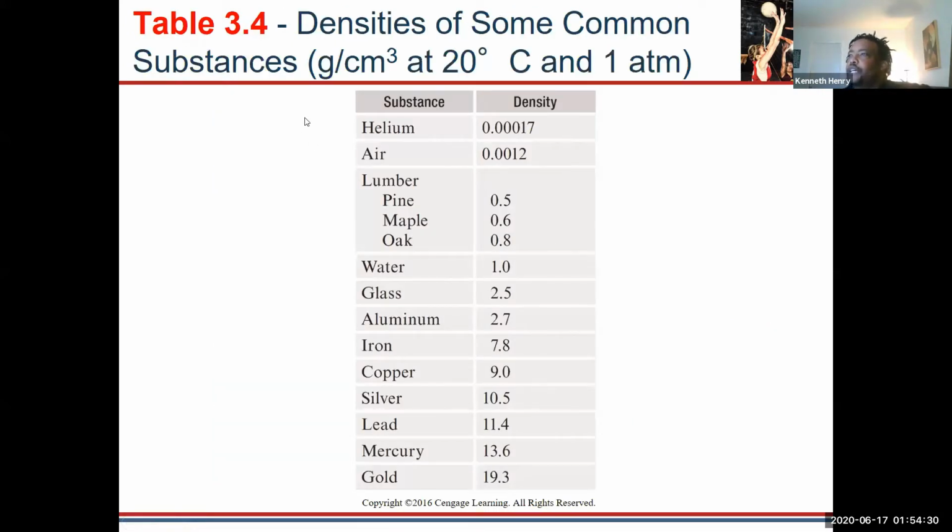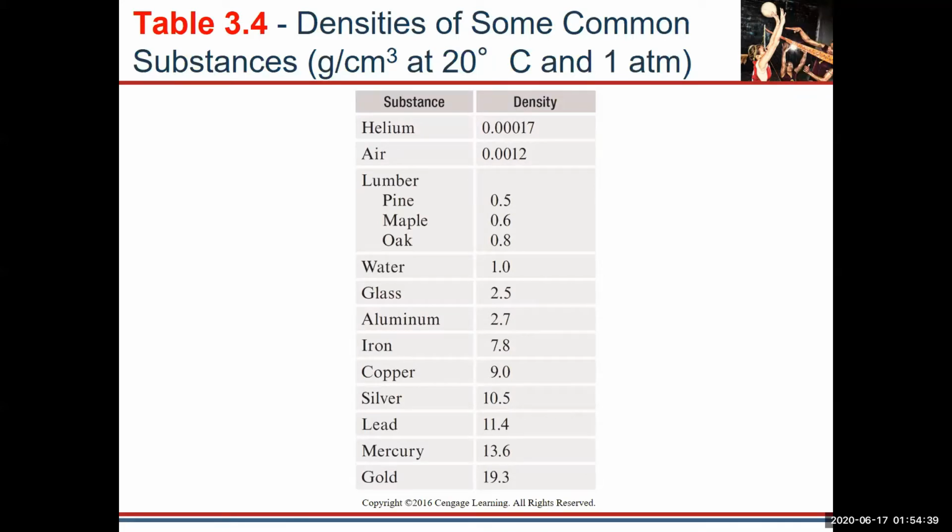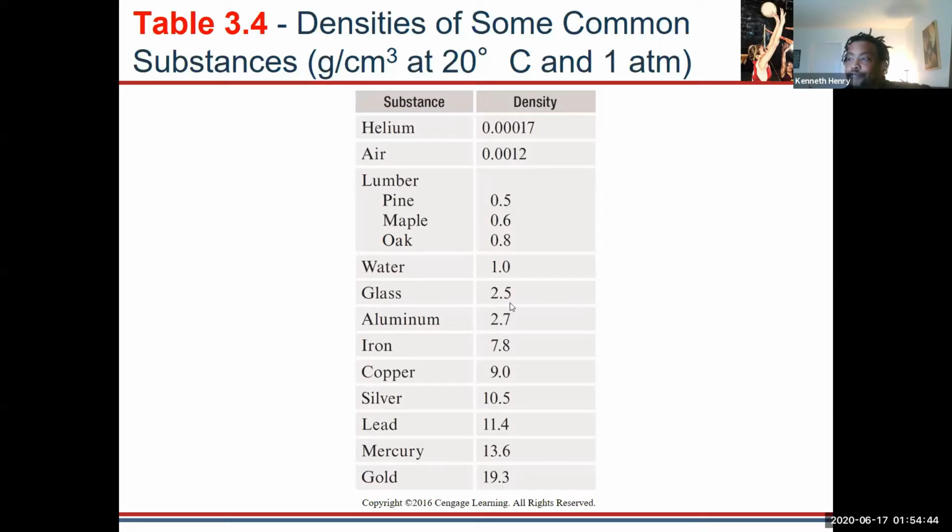Okay, so these are some examples of substances and their densities. And so wood, does wood float on water? Yes. Okay, now you know why, it's less dense. Right? Piece of cake? Yep. Okay, good.